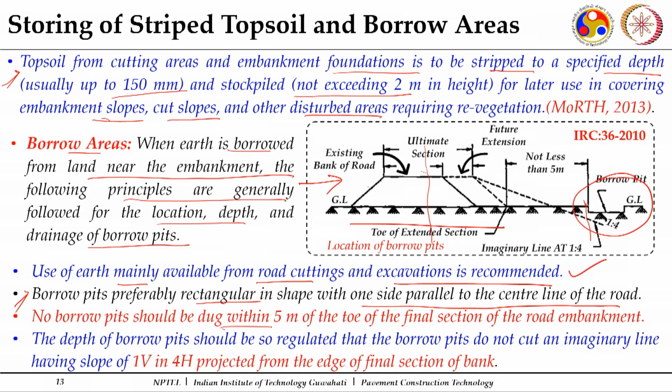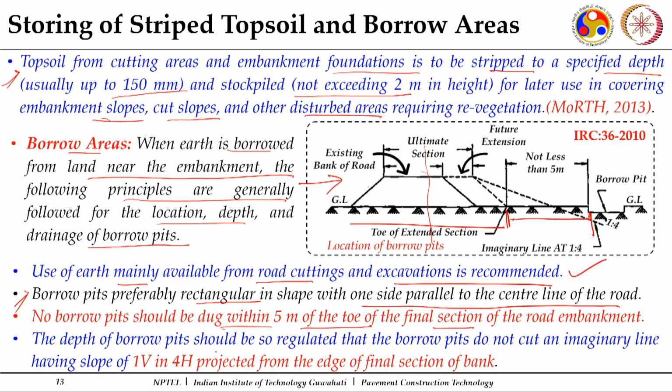No borrow pit should be dug within 5 meter of the toe of the final section of the road pavement. This is another important aspect: it should be at least 5 meter away from the toe of your embankment. It should not be very close to your embankment toe.